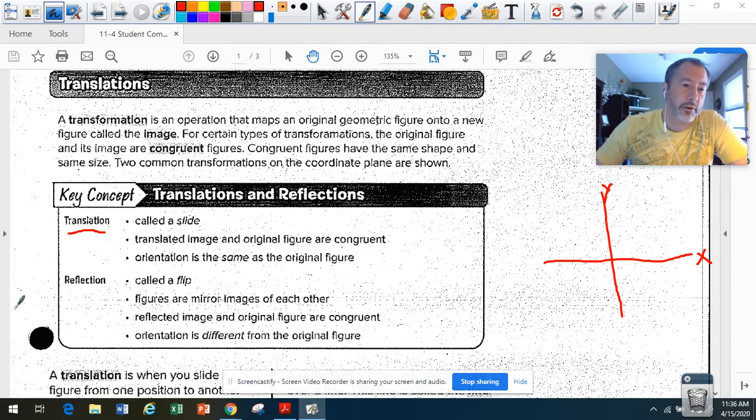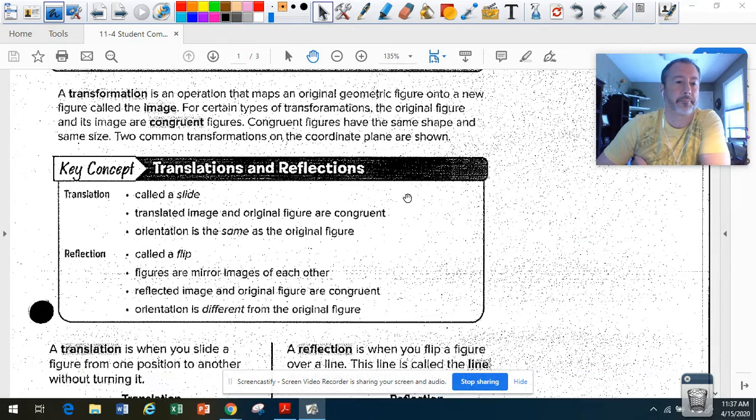Okay. The reflection, which I just said here, is called a flip also. The figures are mirror images of each other. It's basically you looking into the mirror. When you lift up your right hand in the mirror, actually your left hand goes up in the mirror. The reflected image and the original figure are congruent, which means they are still the same. They have the same shape, same size, everything. They are congruent, but the orientation is different. So it may be flipped. So that's what we're going to be looking at here.